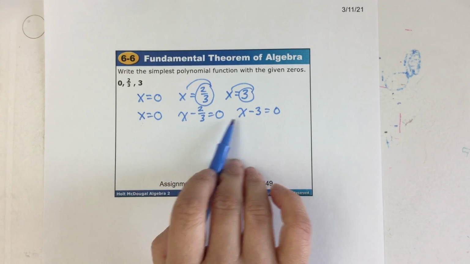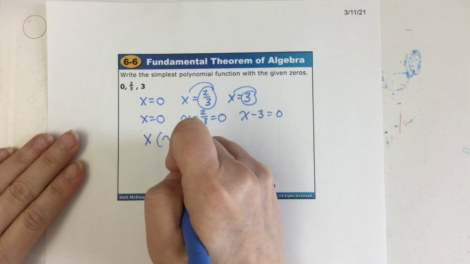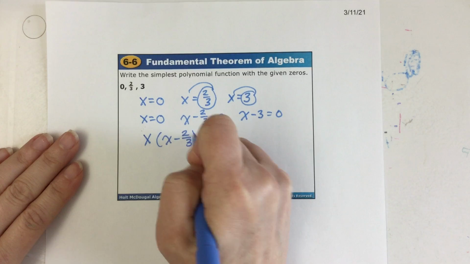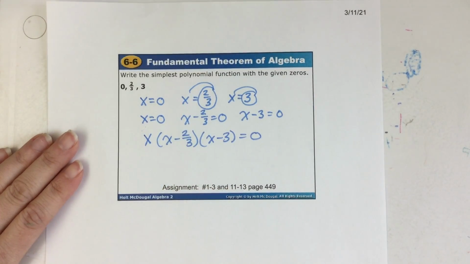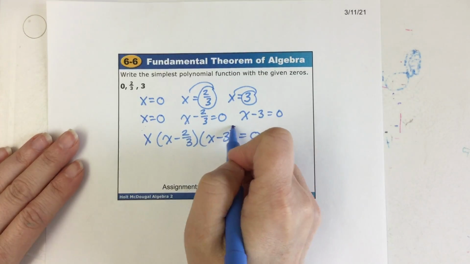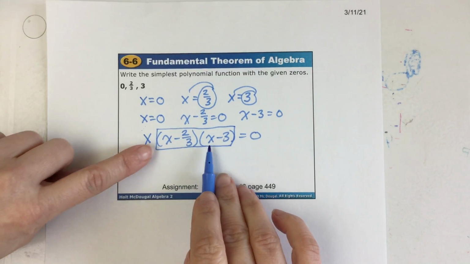Once these are all equal to 0, you write it in factored form. So this is just a single x. This is the group x minus 2/3. This is the group x minus 3. Now I just need to multiply those together. So if I multiply these, then at the end I just have to distribute an x.